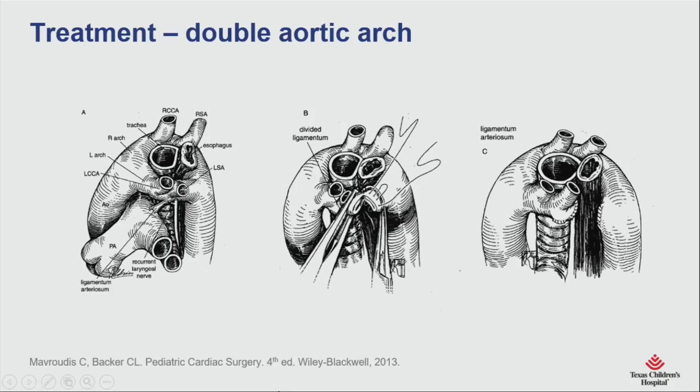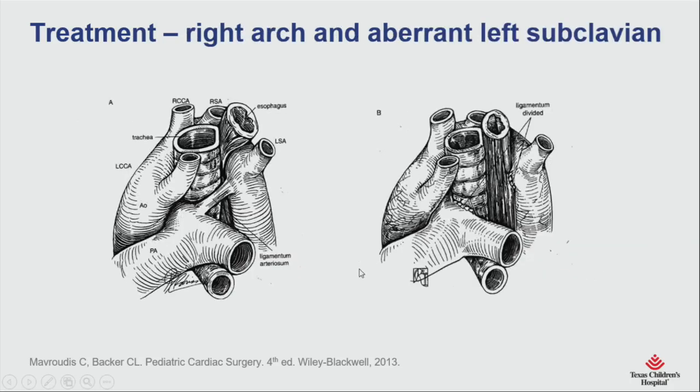In terms of how we treat this, if you have a double aortic arch, we divide the non-dominant arch, which again is generally the left arch. And in this case, we would need to divide both the left ligamentum and the left arch. For a right aortic arch with an aberrant left subclavian, you can divide the left ligamentum only, and that relieves the vascular ring. The problem with that is that some of these patients will still have a prominent diverticulum of Kommerell here with the subclavian coming out, and some patients will come back with symptoms.